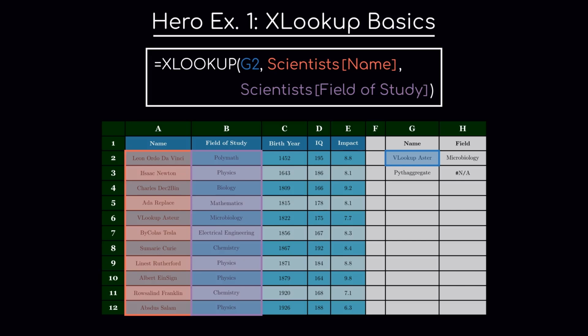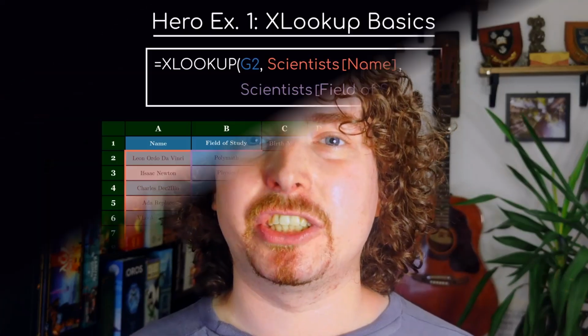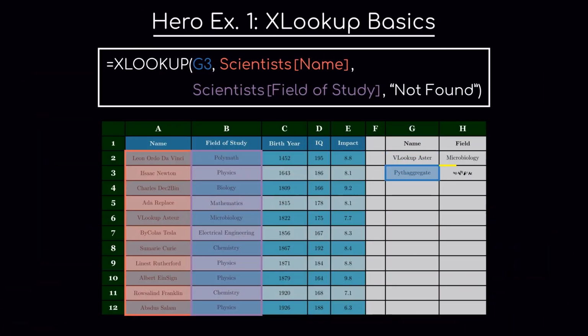If instead we looked up a scientist who wasn't in the table, such as Pythagorate, we would get an NA error, much like using VLOOKUP or index match. However, unlike these older approaches, XLOOKUP's first optional argument allows you to set what happens when there isn't a match. So in this example, we could return something like "not found" if we didn't want errors cluttering up our data.